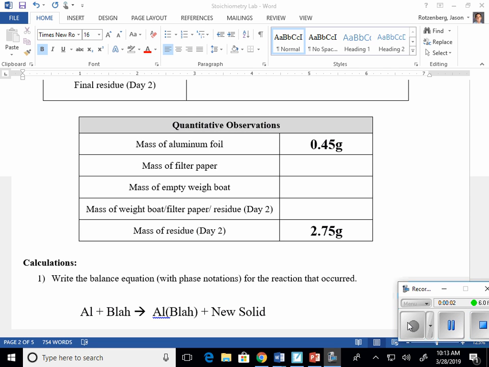So this is the explanation of how to solve the first few problems on the chemistry Stoich lab. You'll notice on the lab I have highlighted the mass of foil that you started the lab with, and the mass of residue. I just used another student's numbers in order to figure it out.